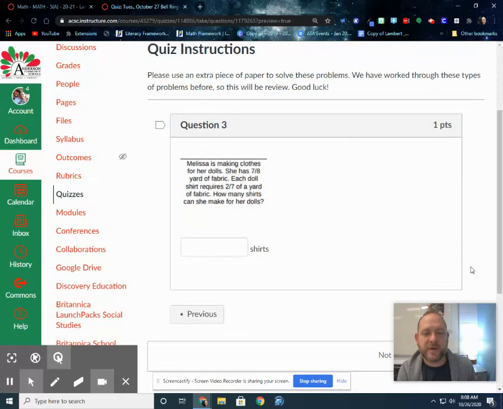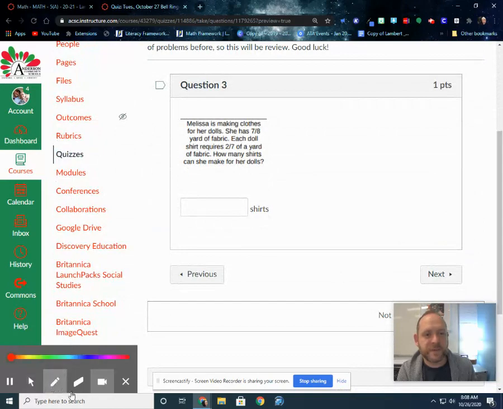All right, we've got a story problem here. So I'm going to read it to you. We'll go through and do the cube method here in just a second. So it says that Melissa is making clothes for her dolls. She has 7/8 of a yard of fabric. Each doll shirt requires 2/7 of a yard of fabric. How many shirts can she make for her dolls?